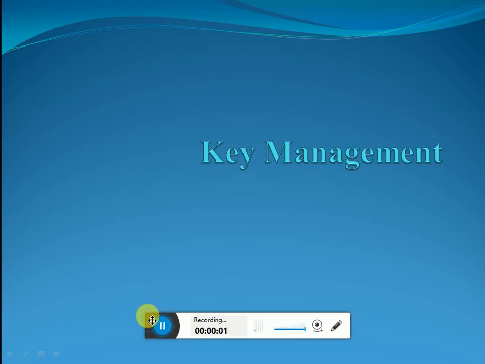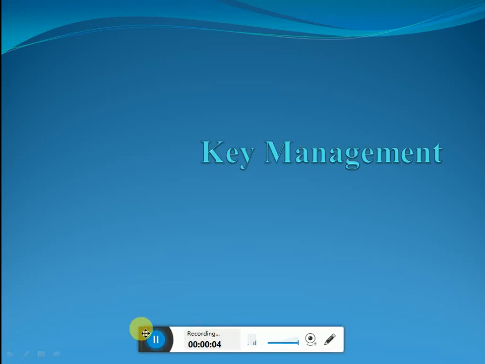Good morning. Today we are going to discuss key management. Key management is related to generation, storage, distribution and backup of keys. The focus in this chapter is on management of public key, private key pairs.